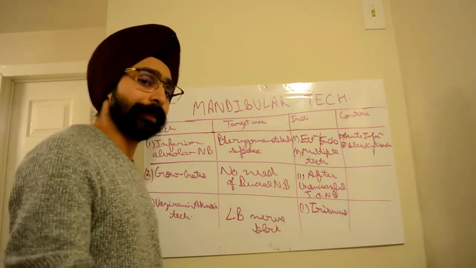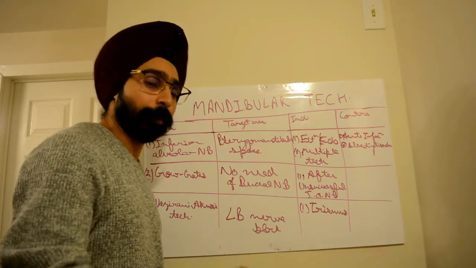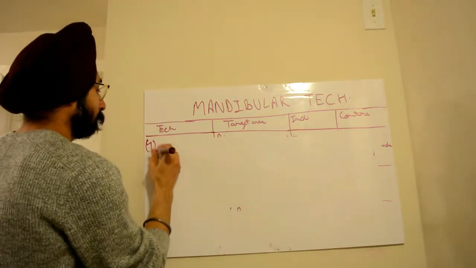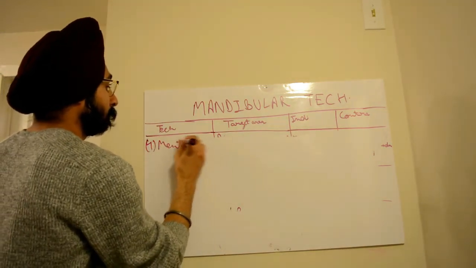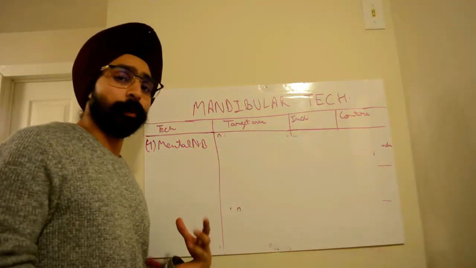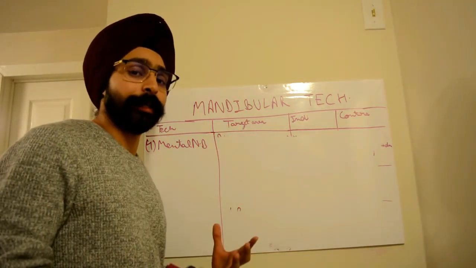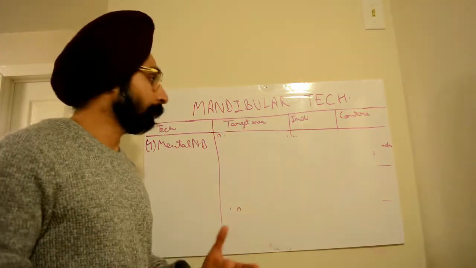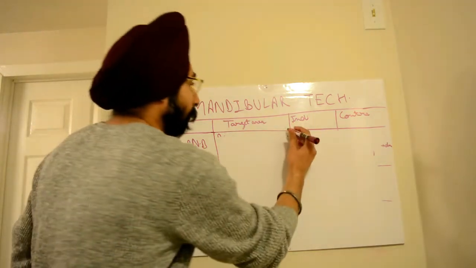The next technique that we will discuss is mental nerve block. It gives us the soft tissue anesthesia mesial to the mental foramen. The target area is mental foramen.